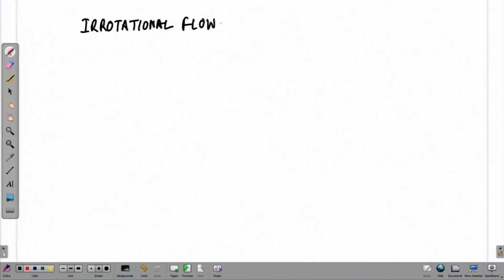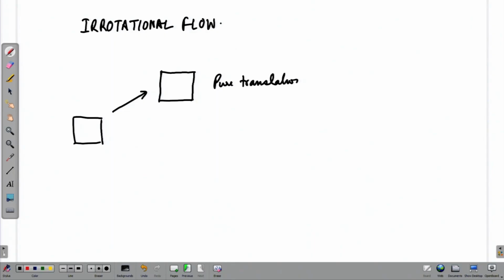We will again start off with an element like this and look at the possibilities. One possibility is that it just translates, it is a pure translation, no rotation, which means delta theta 1 and delta theta 2 both are 0. Angular velocity is 0.